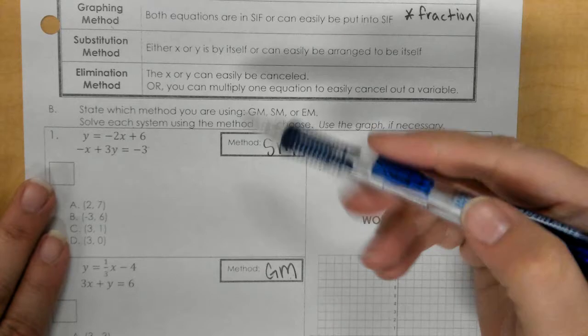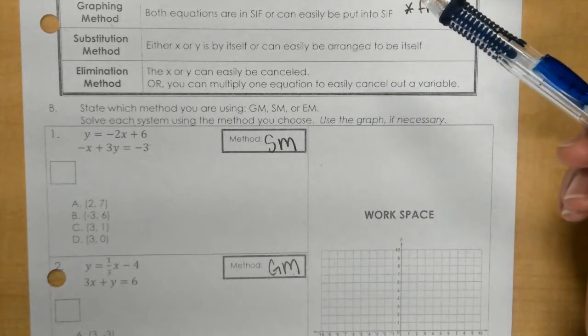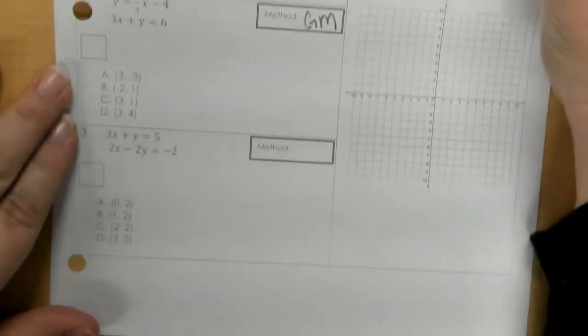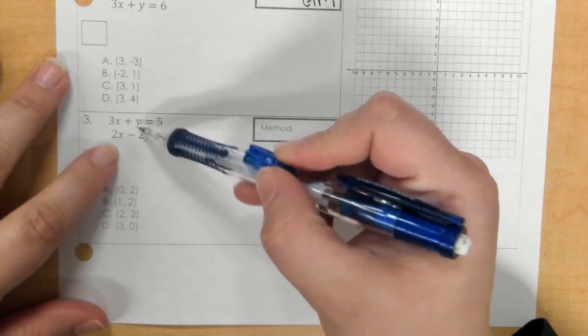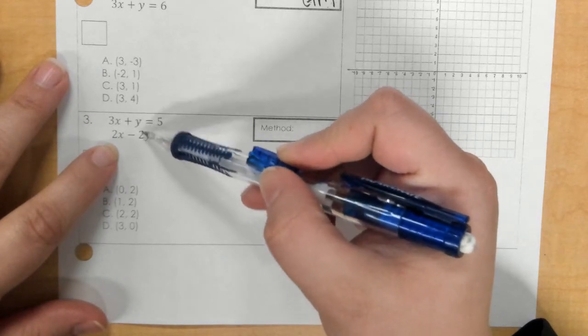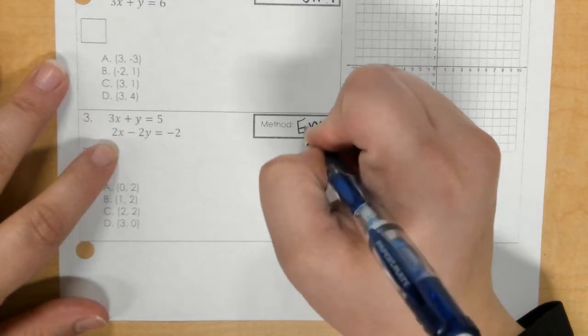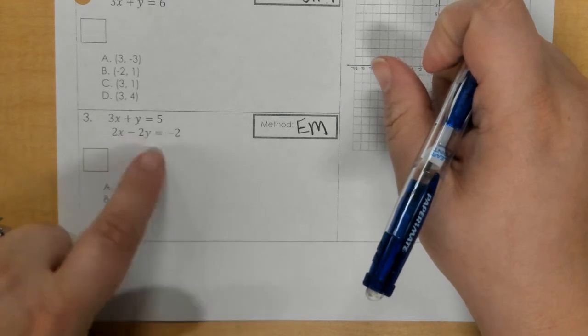And then elimination method, the x or y can easily be canceled, or you can multiply one equation to easily cancel out a variable. Okay? So if I look here, yep, it looks like we could try to get those y's to be canceled out, making that a 2. So we would use elimination method. Okay? And you can think of it as the x and the y's are already lined up, which is pretty nice.